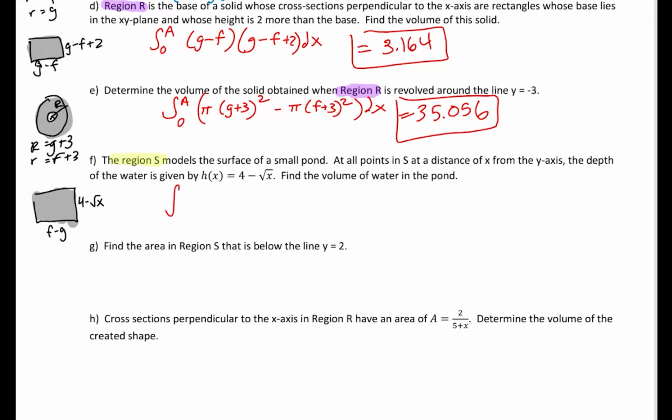So we have base times height here for our area of the base of the cross section. So we're going to go from A to 2, since we're working with region S. Base times height would be f minus g times 4 minus root x dx. And just like every other problem on here, we're going to go to Desmos. And we're going to type that in.